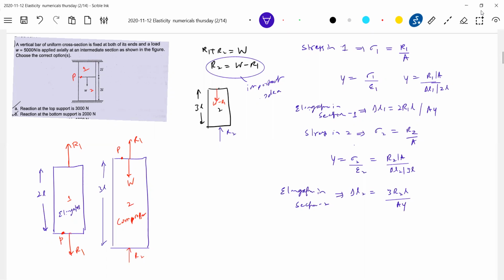Okay, now we know only W, no? We have this much only. What to do afterwards is asking for the reaction at the supports. How to get the reaction at the supports? I need one more condition, no? Anybody? The most beautiful part of the question now.